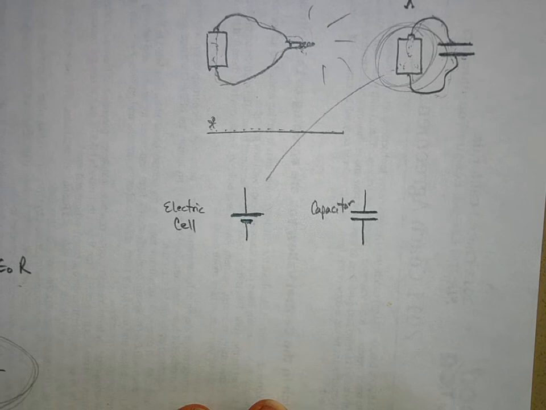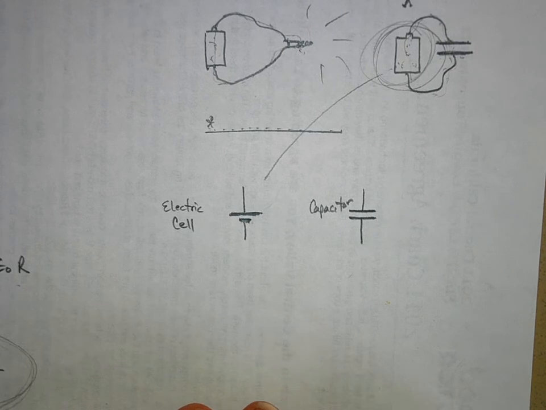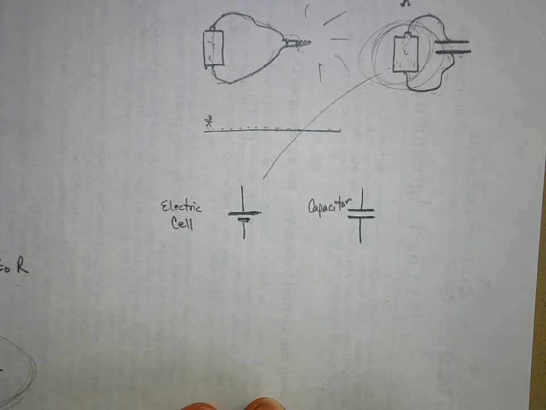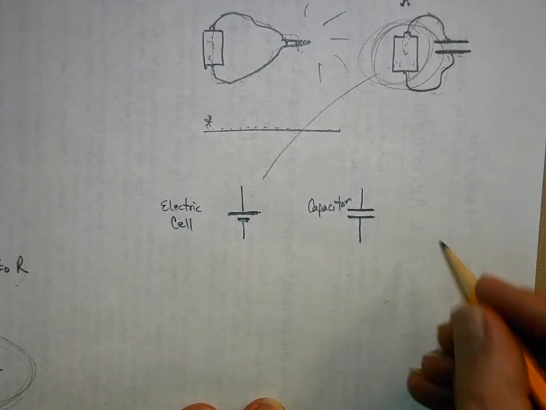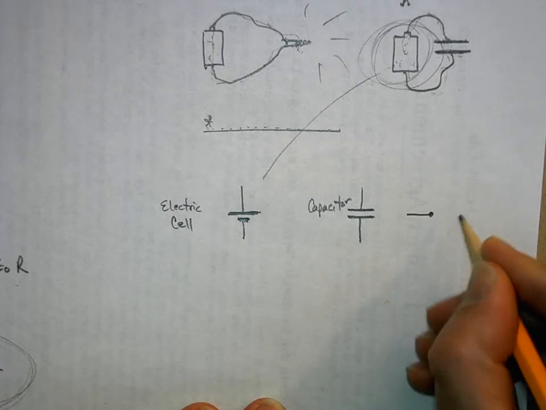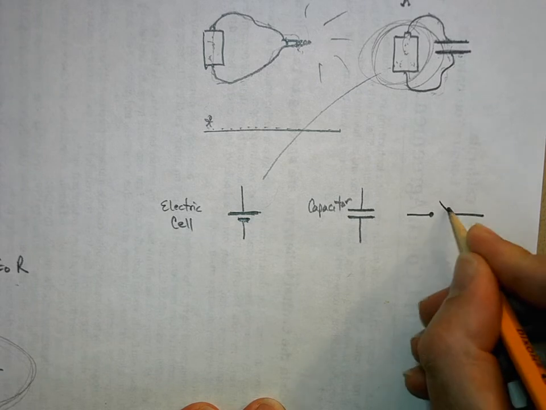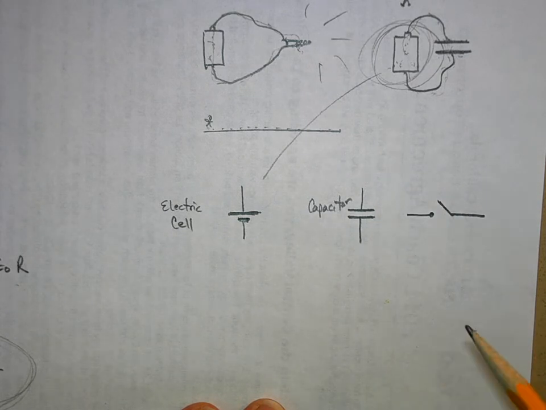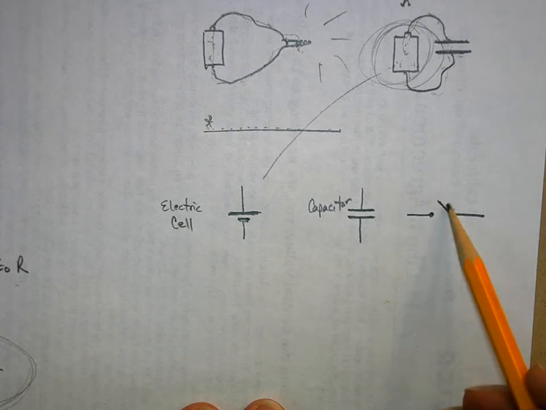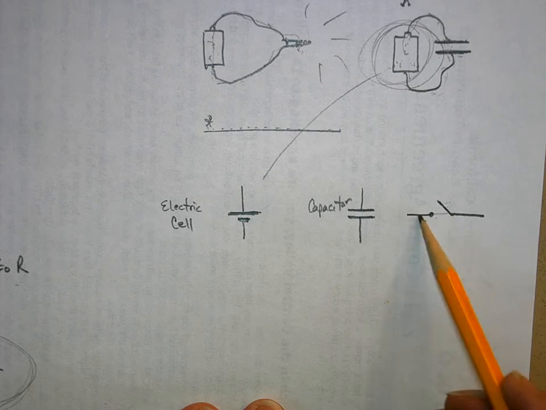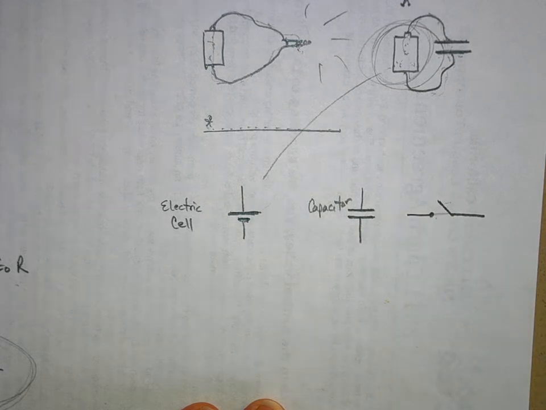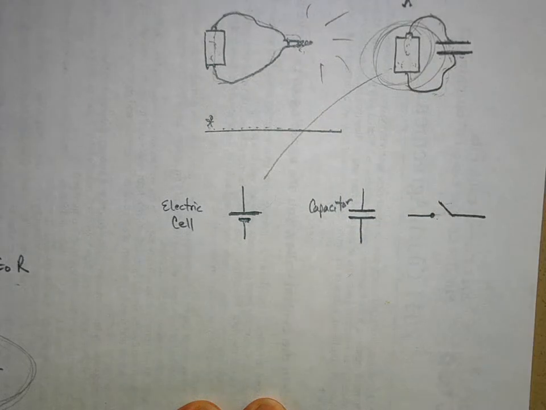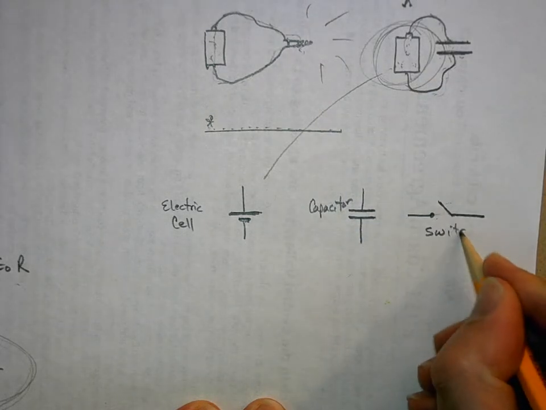Now we have one other symbol we're going to use, and that is the symbol for a switch. Now a switch is a device that allows us to open or close the circuit. And so it's a very simple thing. We just kind of draw a dot like this, a line like this. And this represents a break in the wire. And when you close the switch, you just pull this thing down, and so the wire now is connected. So this is the symbol for a switch.